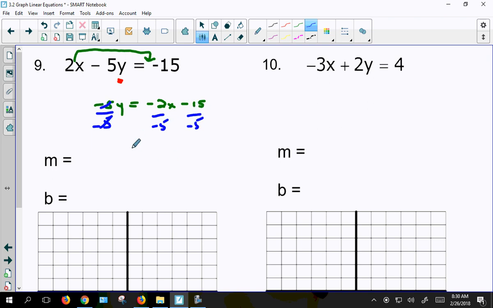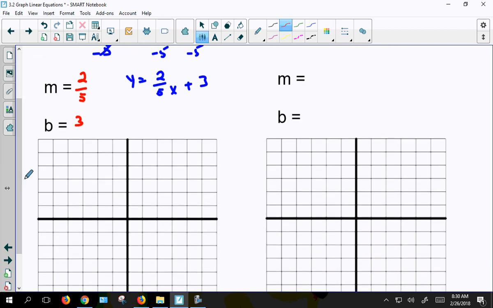This goes away. Y equals negative 2 over negative 5, which is positive 2 over 5. That can't be simplified. x plus 3. Negative 15 divided by negative 5 is a positive 3. So my slope is 2 over 5. My y-intercept is 3.